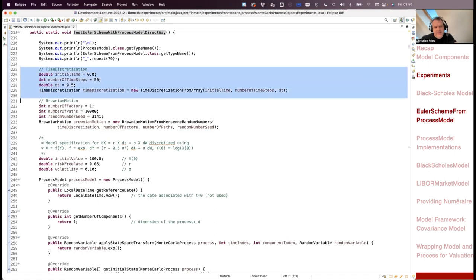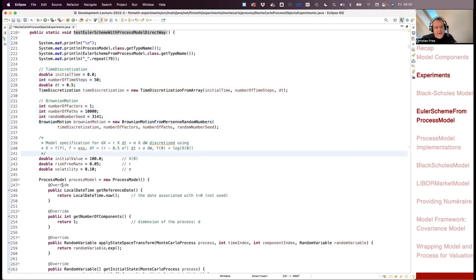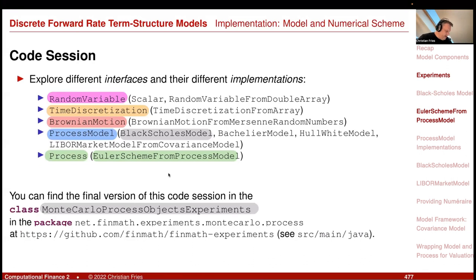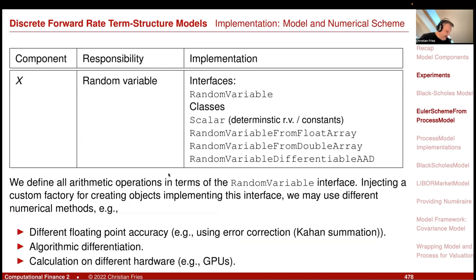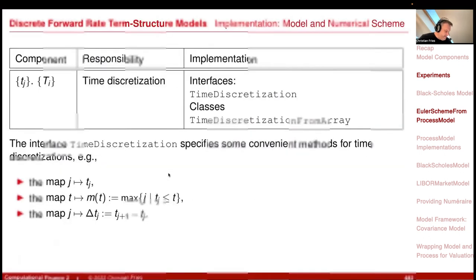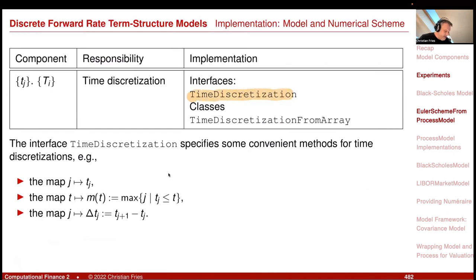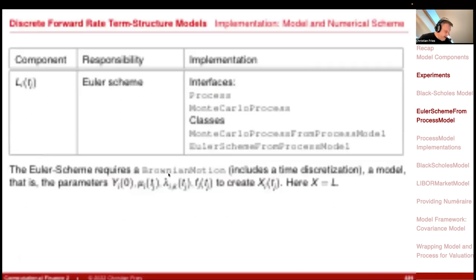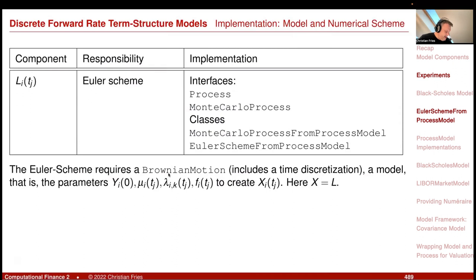We have the same steps, time discretization, Brownian motion, but now I use here this Euler scheme from process model. So, going through the script, we had the random variable, the time discretization, the Brownian motion, and now we are here, the process implemented by this Euler scheme from process model.